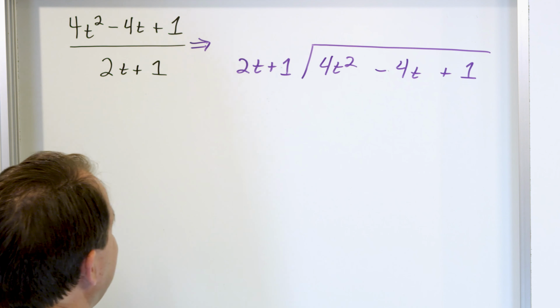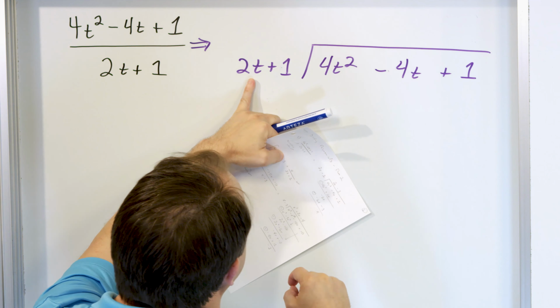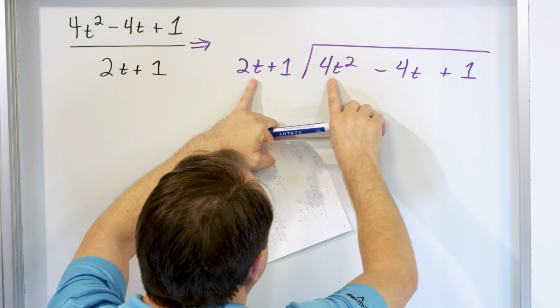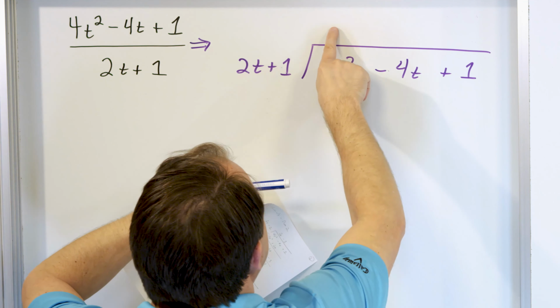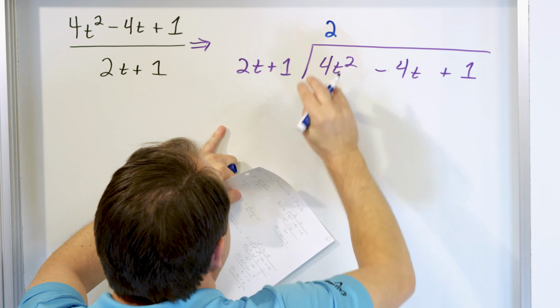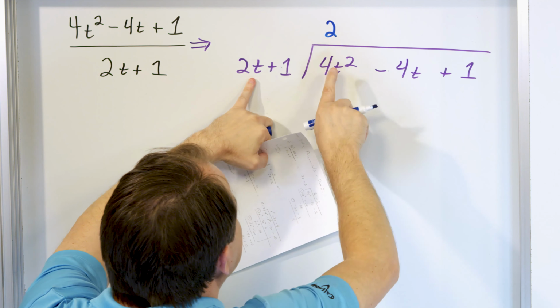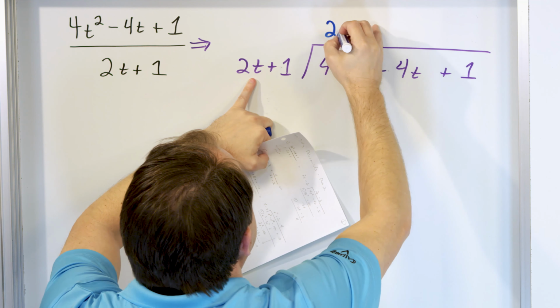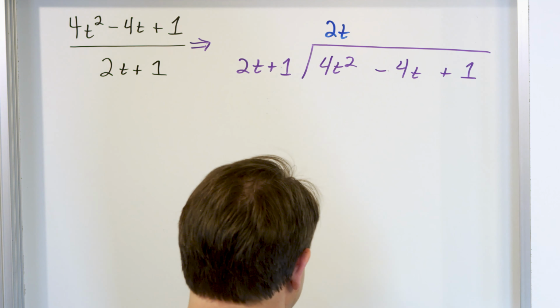All right, so what we're going to do now is focus first only on the first term out here and the first term in here. 2t times something has to give me this. Now, we all know that 2 times 2 is 4, so 2 is the number that goes here. And then t times something will give me t squared. T times t gives me t squared. So this is how we're going to do every problem.